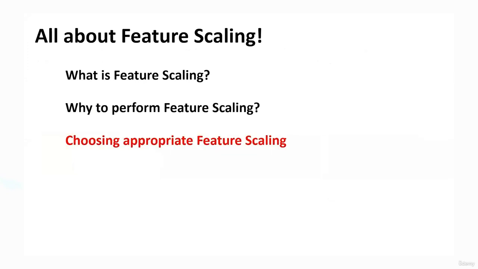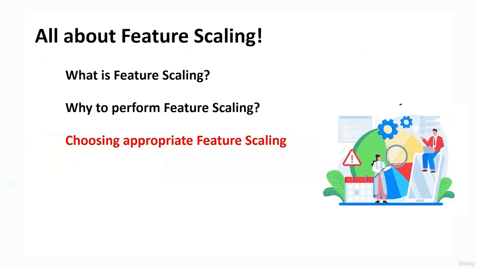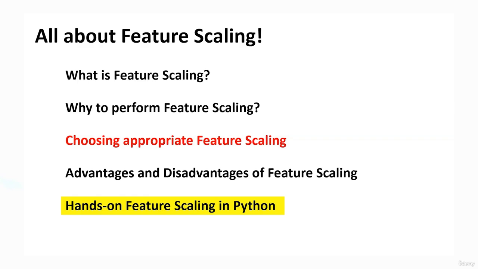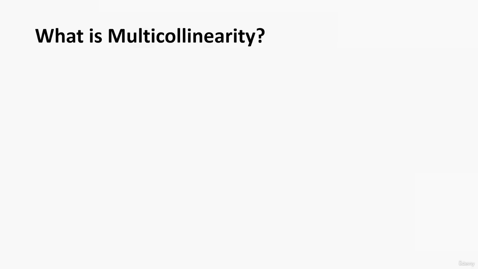While talking about this, we'll also emphasize on the common mistakes that people make while making a choice of feature scaling. Then we move on to discuss the advantages and disadvantages of feature scaling. And finally, we'll perform hands-on feature scaling, applying all the appropriate techniques that we learned theoretically on our dataset. Let's get started. So let's talk about what is multicollinearity.